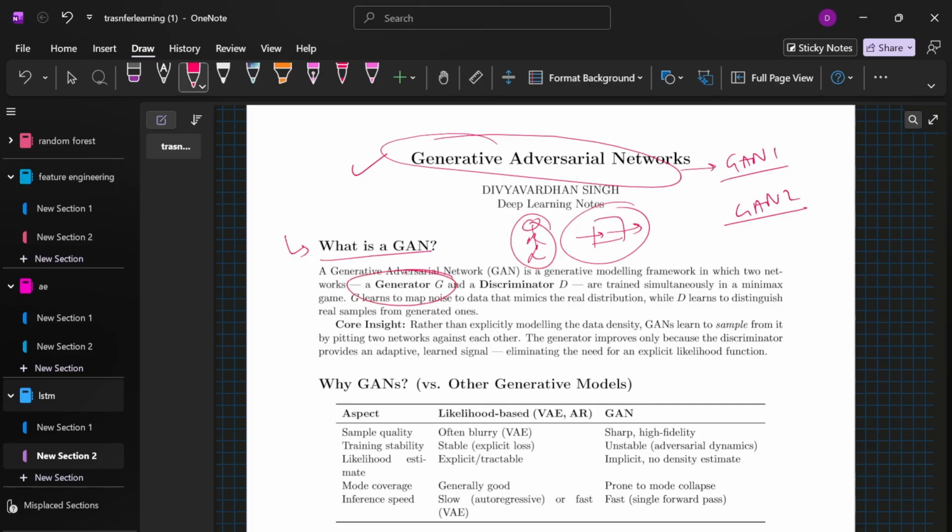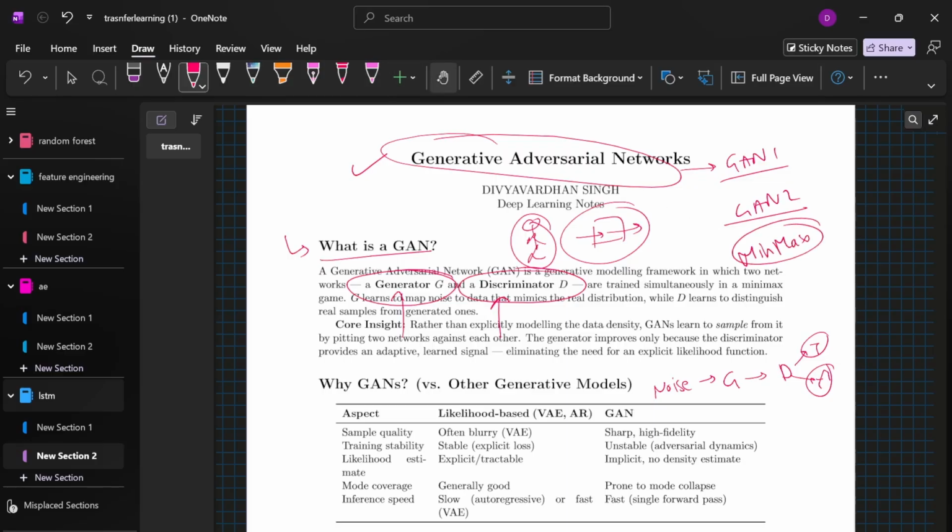At its heart, a GAN is made up of two neural networks that are basically fighting with each other. One is called the generator G, and the other is the discriminator D. G's job is to take random noise and turn it into fake data that looks real, like a fake image. D's job is to look at a sample and decide whether it is real or not. They train at the same time in what is called a min-max game. G is trying to minimize its mistakes, and D is trying to maximize its ability to catch the fakes.